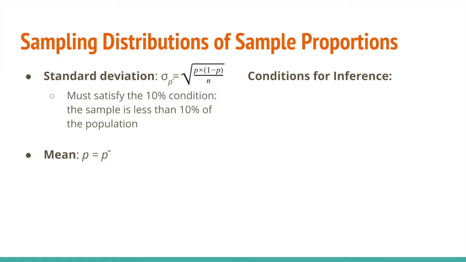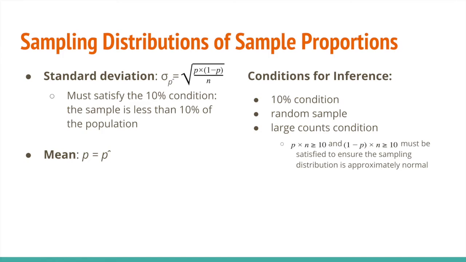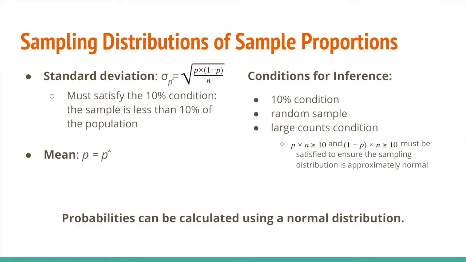The following conditions must be satisfied for inference. The 10% condition, the sample must be random, and the large counts condition, where p times n and 1 minus p times n are both greater than 10, to ensure that the sampling distribution is approximately normal. If conditions for inference are satisfied, probabilities can be calculated using a normal distribution.